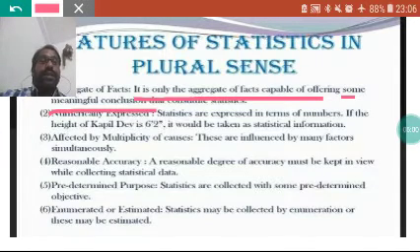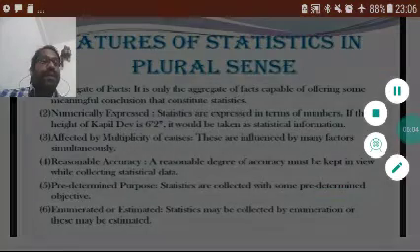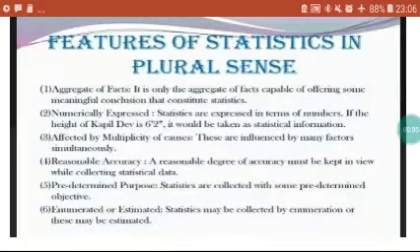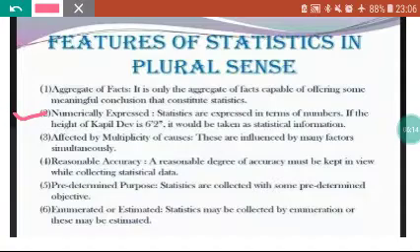Second, it is numerically expressed. Numerical means it is always used in the form of numbers only. Then it is affected by the multiplicity of causes, meaning there are many factors which can affect the data. Some people will not take part, some people will take part but they will not say anything.